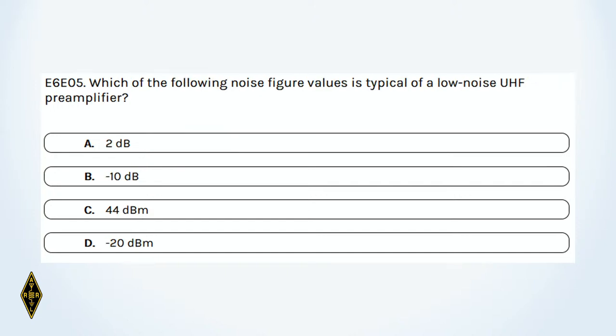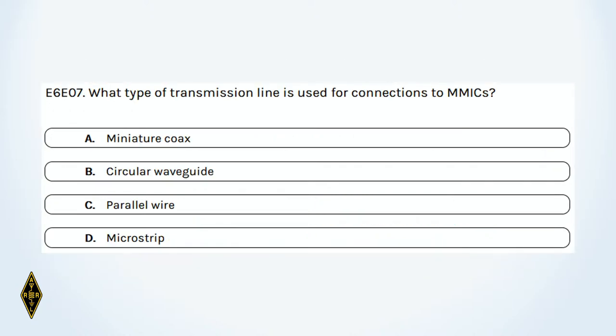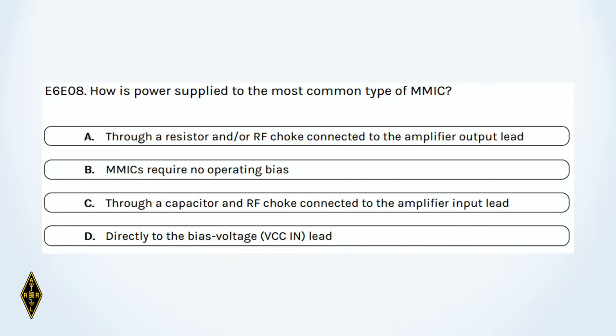So which of the following noise figure values is typical of a low noise UHF preamp? Alpha. 2 dB. And what characteristics of the MMIC make it a popular choice for VHF through microwave? Delta. Controlled gain, low noise, constant input and output impedance. Yep. And what type of transmission line is used for connections to MMICs? Delta. That's Delta. That microstrip construction. And how is power supplied to the most common type of MMIC? Alpha. Yep, through a resistor or RF choke connected to the amplifier output lead.